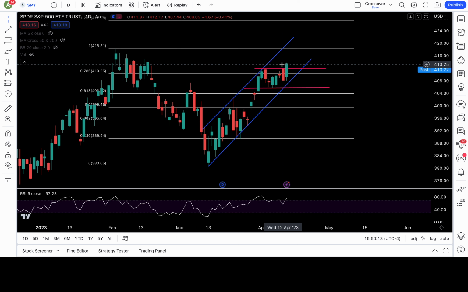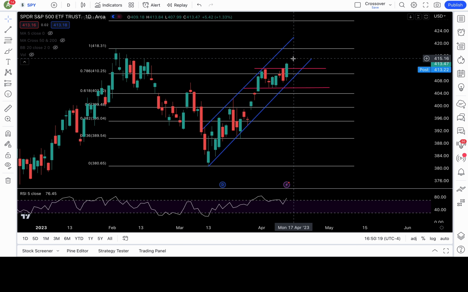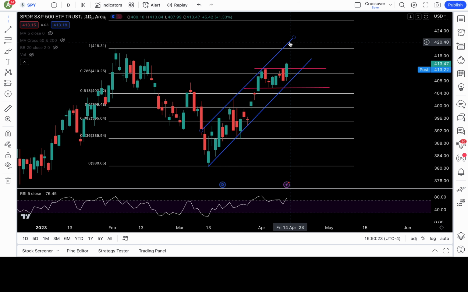All right, so let's keep this simple, guys. Above 412, stay bullish, with 413.5, 415, 417, 418.3, and 420.6 in play. Below 412, get back to bearish.